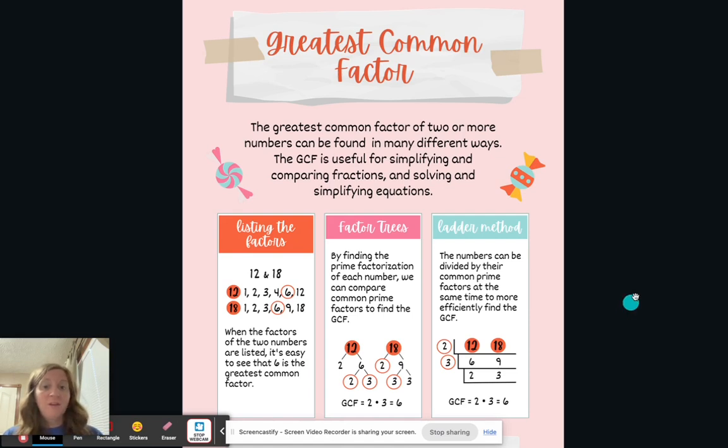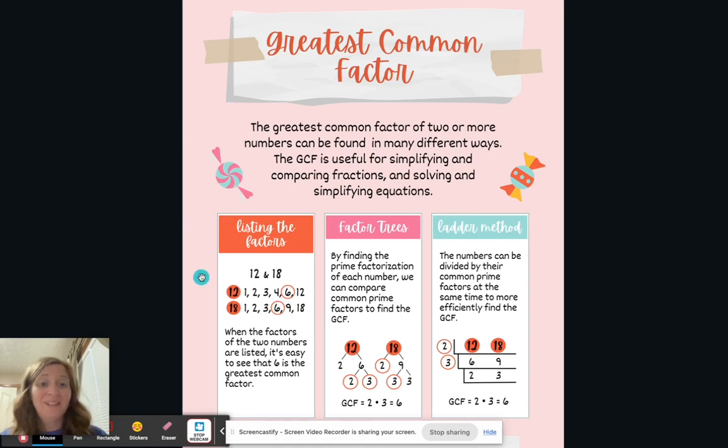So there are three ways listed here for finding the greatest common factor: listing the factors, factor trees, and the ladder method. Listing the factors and factor trees are the ones I'm most comfortable with. The ladder method was kind of new to me, but when I dug into it, I realized this actually could be the quickest way when we're dealing with large numbers. Currently we're dealing with 12 and 18, so let's see which way would work when we get to higher numbers.